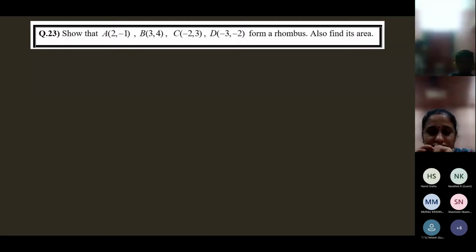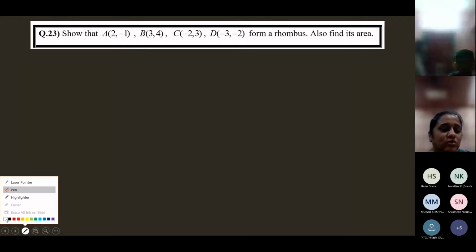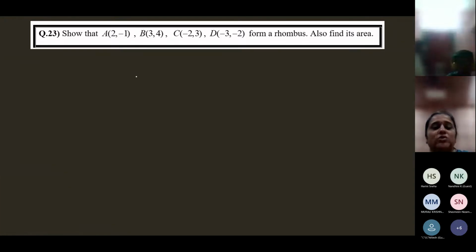Diagonal 1 and diagonal 2, ma'am. Diagonal 1 into... no, Shreyas, D1 into D2. D1 into D2, is it? Yes. Okay. No, I think it was Ram. So it is half D1, D2.